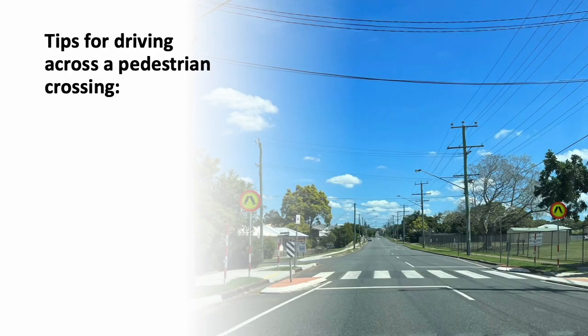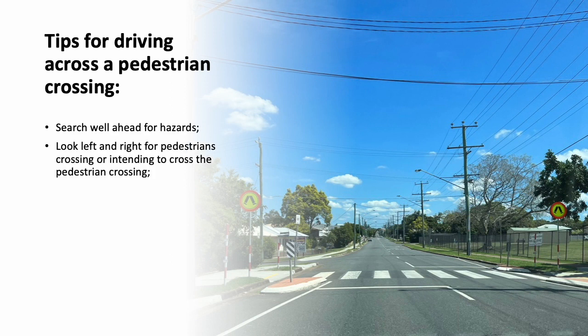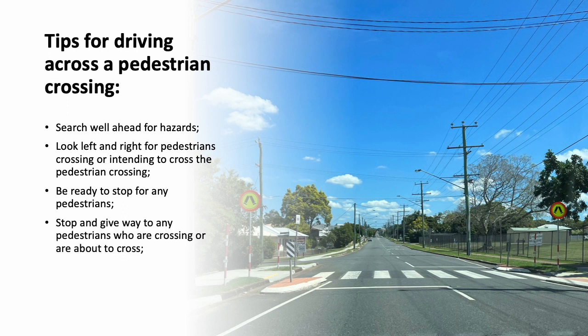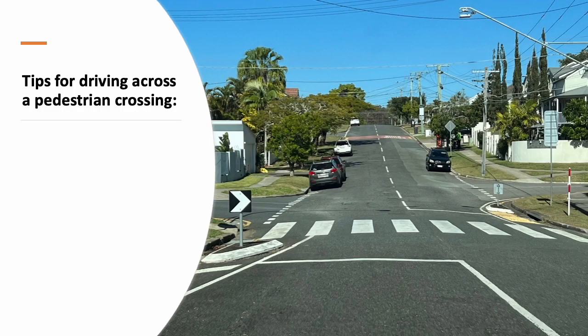Tips for driving across a pedestrian crossing. Search well ahead for hazards. Look left and right for pedestrians crossing or intending to cross the pedestrian crossing. Be ready to stop for any pedestrians. Stop and give way to any pedestrians who are crossing or are about to cross. Proceed when safe. If required to stop, stop behind the limit line.